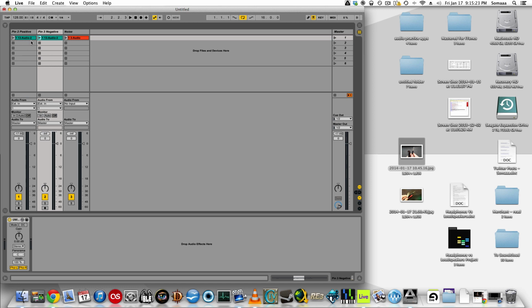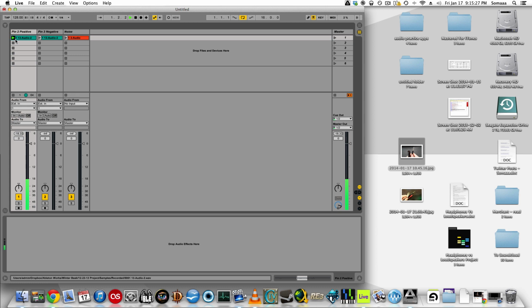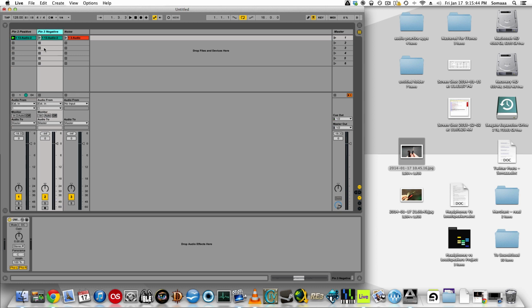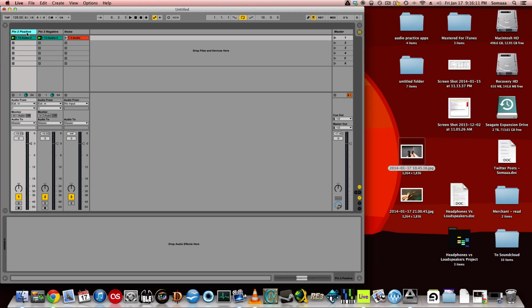And if you listen to this by itself, it sounds exactly the same. But because the polarity is flipped on one, when you play them together, you get silence. If I lower the volume of one of them, you start to hear it again. So that's essentially what pin 2 and pin 3 are doing on XLR and TRS cables.